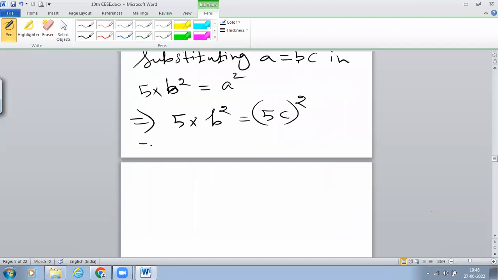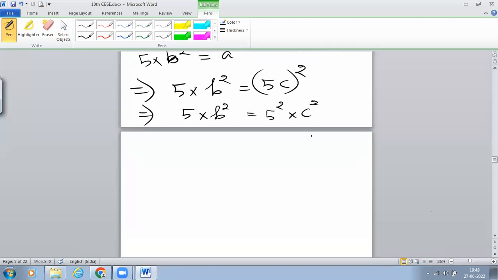Now we have to bring the square inside for 5 as well as C separately. So it becomes 5 square into C square, because 5C means 5 into C the whole square. Which implies 5 into B square is equal to, now what is 5 square? That is 25. So 25 into C square.